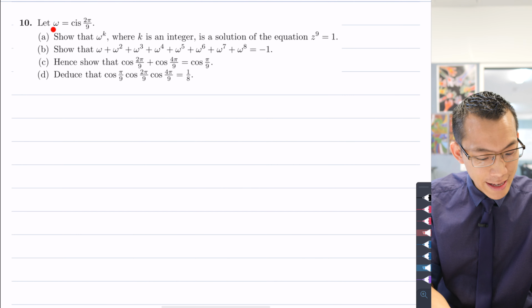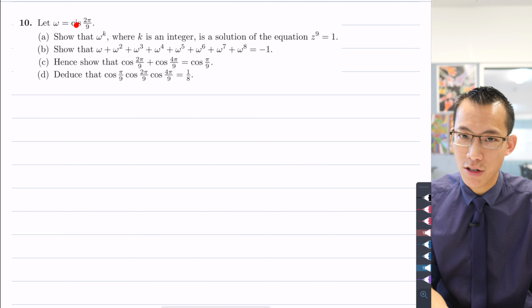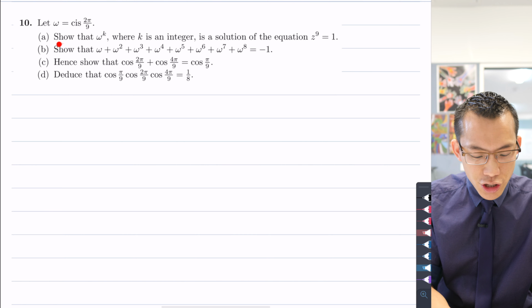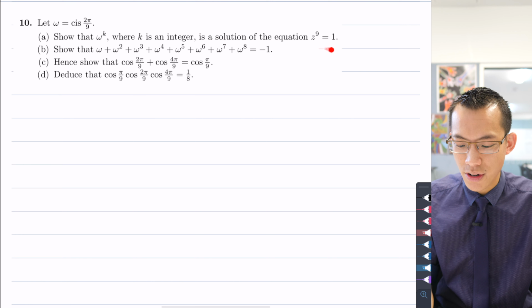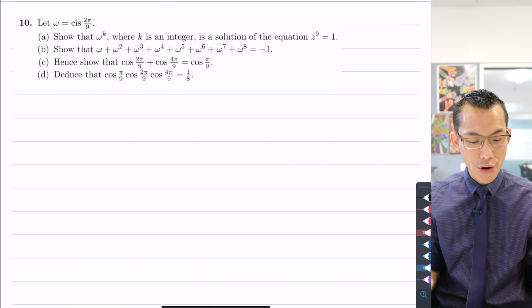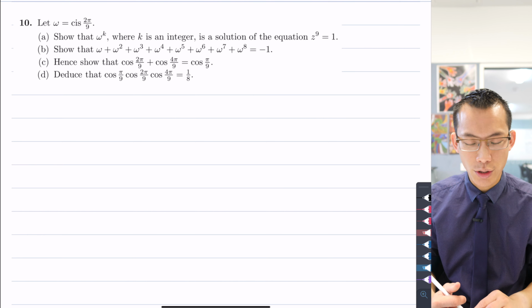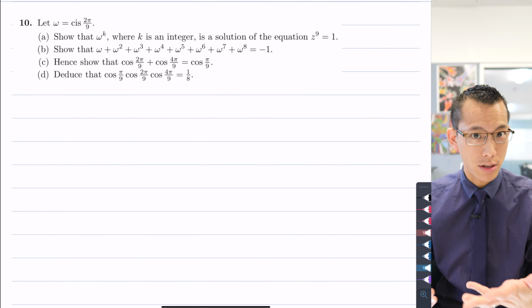It says, let omega equal cos 2 pi on 9 plus i sin 2 pi on 9. That's what that cis notation is an abbreviation for. And then show that omega to the power of k, where k is an integer, is a solution of this equation over here on the right hand side. And when you have a look at that equation, even though it's never really used, specifically the language of roots of unity here, this equation tells us we're looking at the 9th roots of unity.